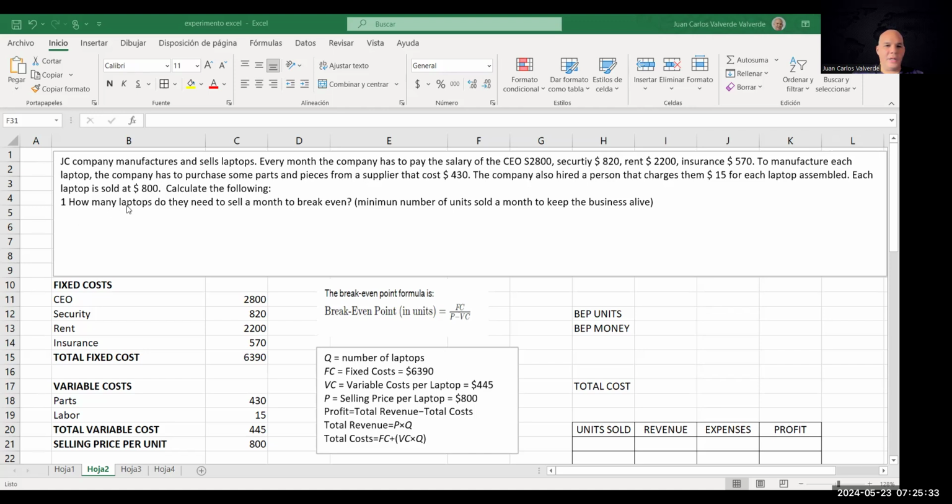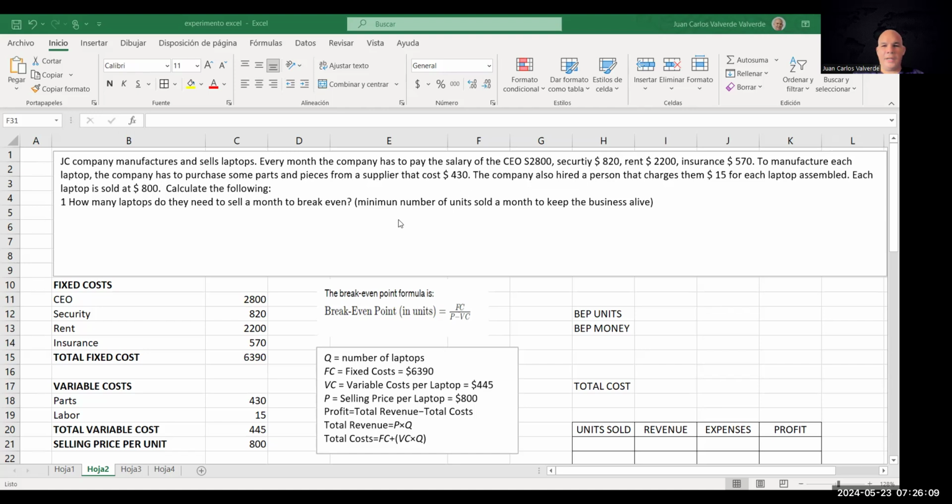Number one, it says, how many laptops do they need to sell a month to break even? What is the minimum to break even? That means it's the minimum number of units sold a month to keep the business alive. That means that below this number, the company is losing money, and above this number, the company is making a profit. But when you reach this number, the break even, it's when expenses equal revenue. So there's no losing money, no making a profit.